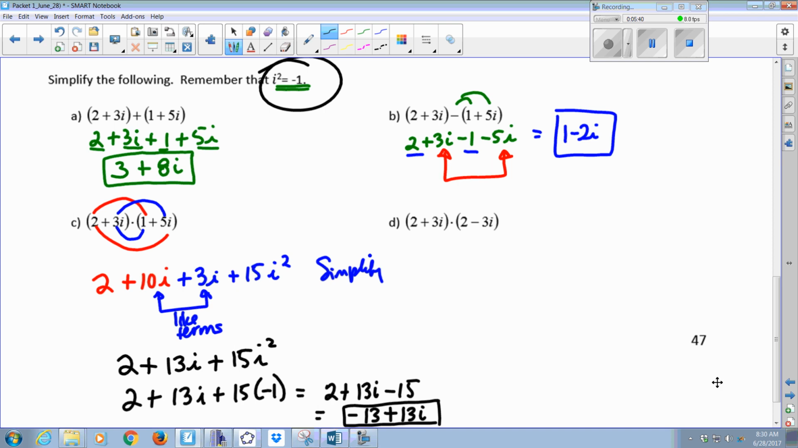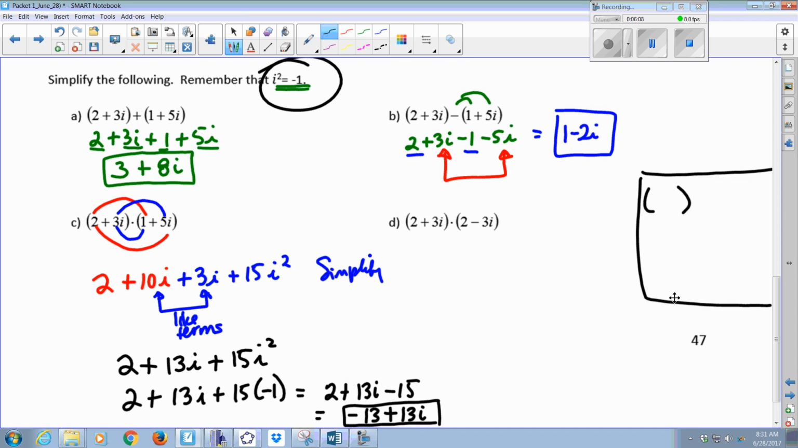Okay, the next one is another multiplication problem, but you might be surprised with the result of this multiplication problem. Notice something about each factor. This factor is 2 plus 3i, and this factor almost looks the same. It's 2 minus 3i. Let me remind you about a similar problem that doesn't involve complex numbers.